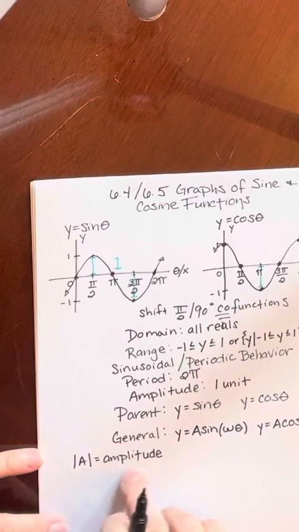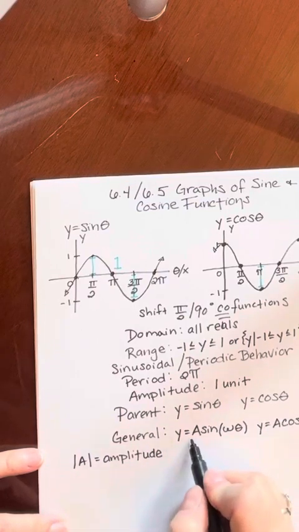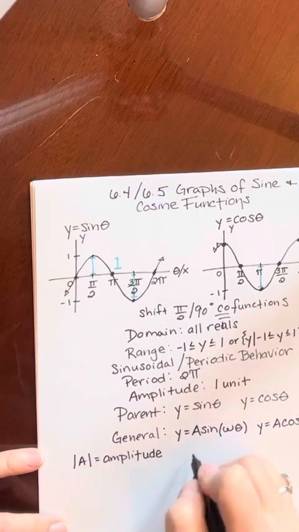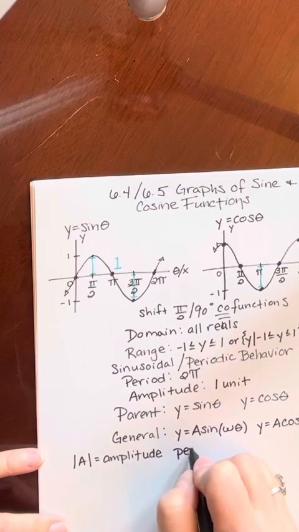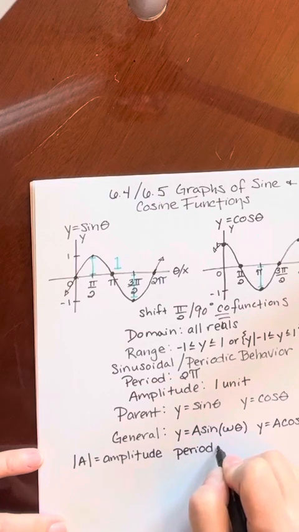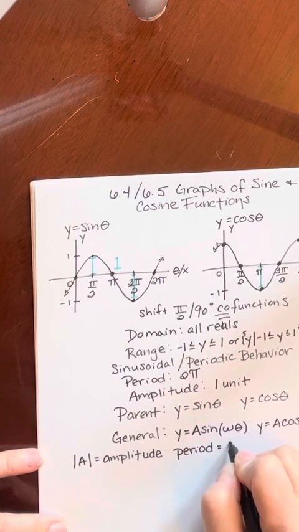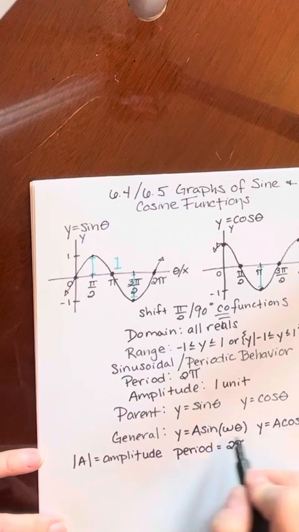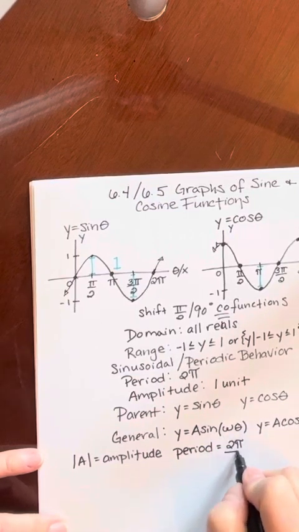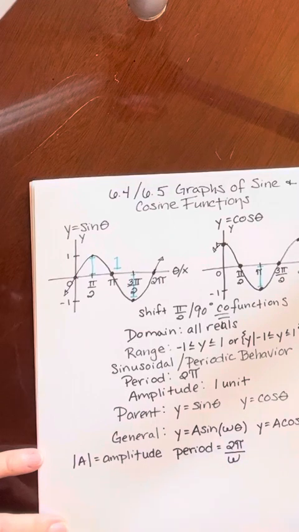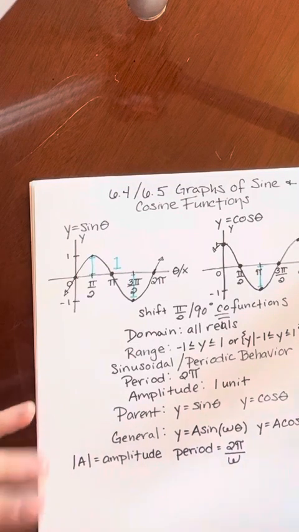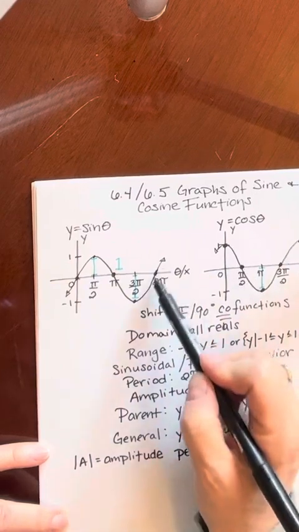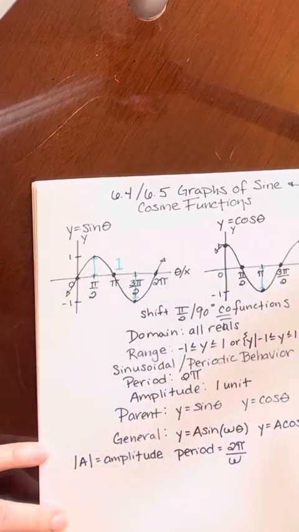So capital A, whatever that value is in the A location, is the amplitude. The period is equal to, well, usually it's 2 pi unless there's a value for omega other than 1. So 2 pi divided by omega would be an altered period. It would be either a longer period or a shorter period. But if it's just 1, then it will look like these parent functions.